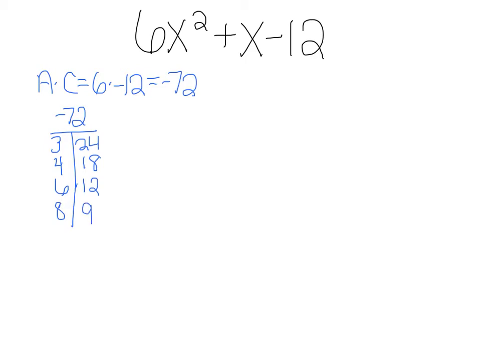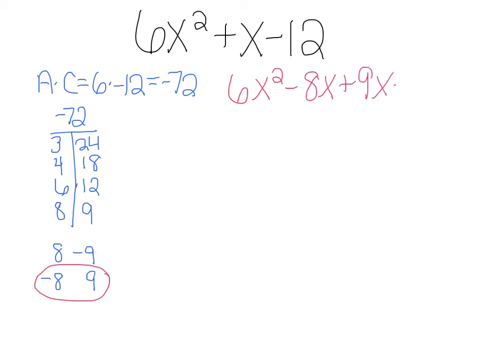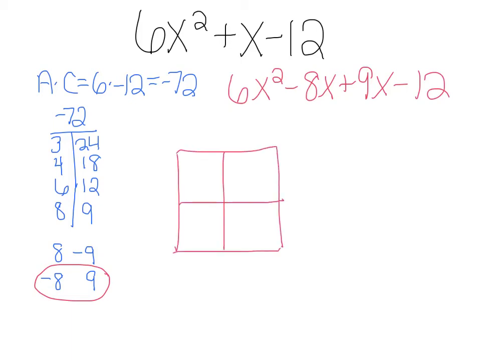Now, I need this number to be negative, so one of these has to be positive and one has to be negative. I've got 8 and negative 9, or negative 8 and 9. I'm trying to get positive 1, so I know it's got to be negative 8 and 9. This means we have 6x squared minus 8x plus 9x minus 12. So I'm going to make my box, and I'm going to fill in my area. 6x squared, negative 8x, 9x, and negative 12.